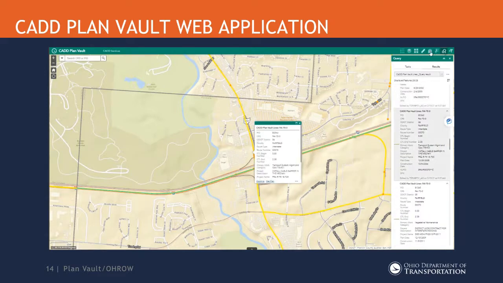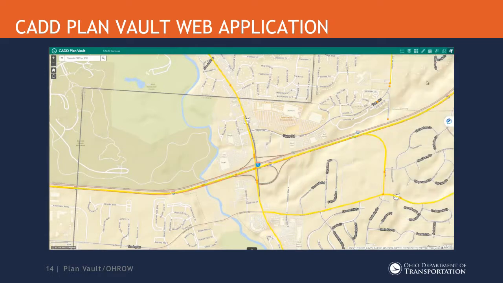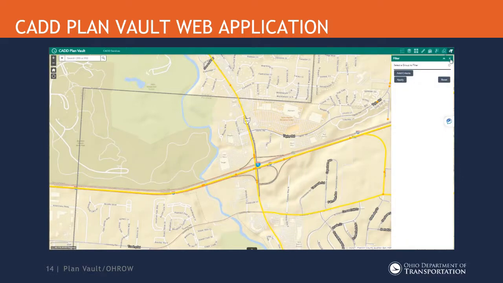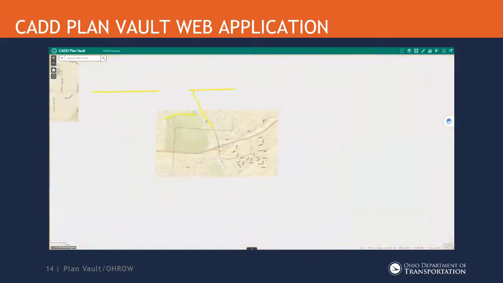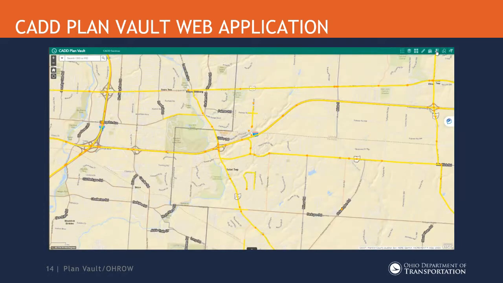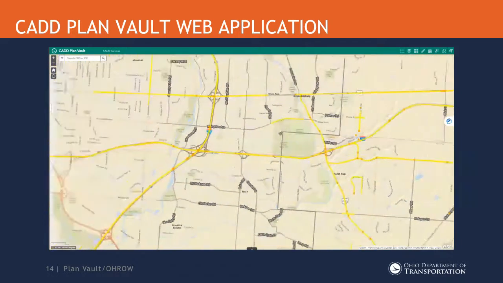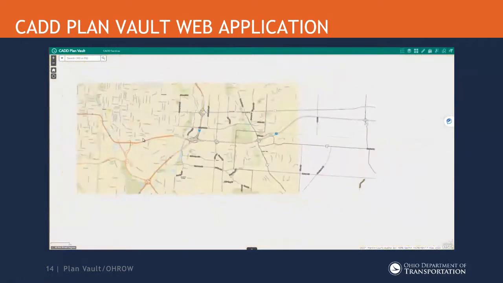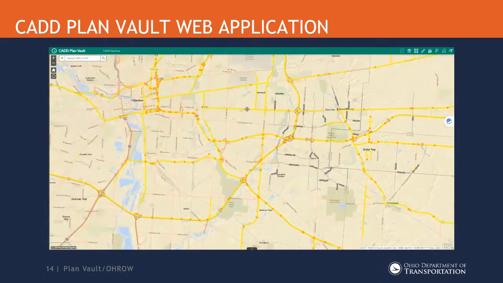Okay. So last but not least, we have filtering. So you can filter that as well. But my personal preference is either querying, or you can do a rectangular search. So that is an overview of the Web Plan Vault.